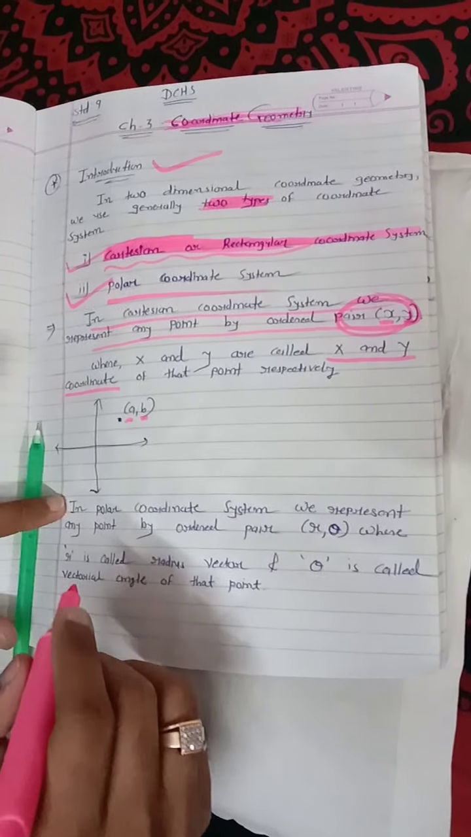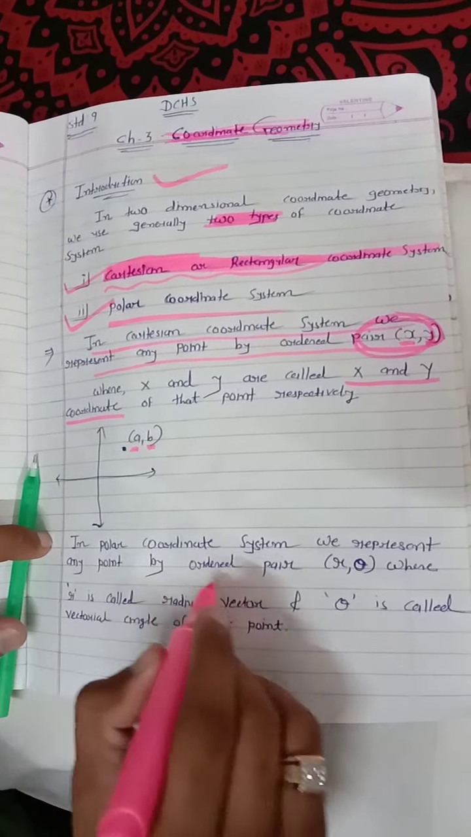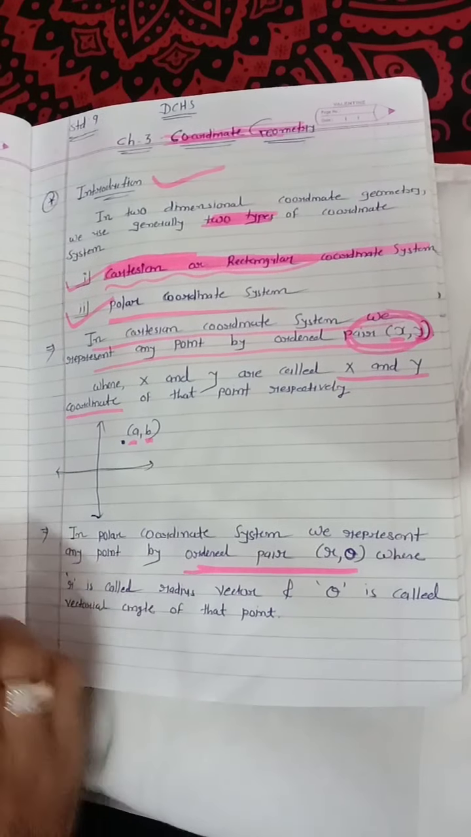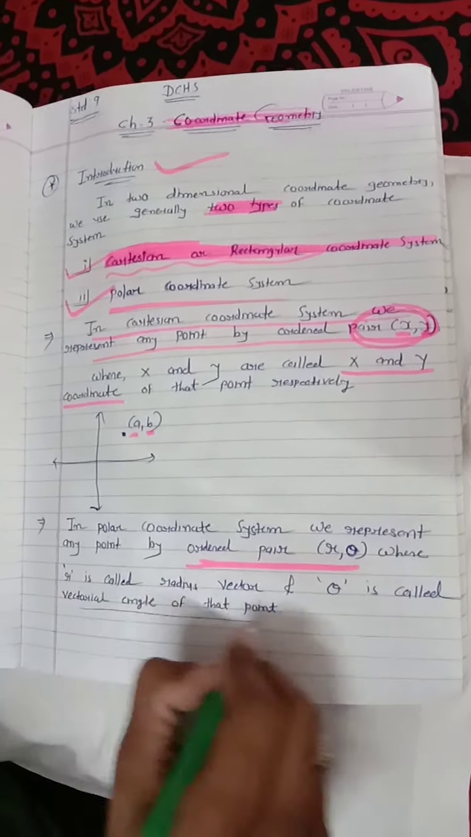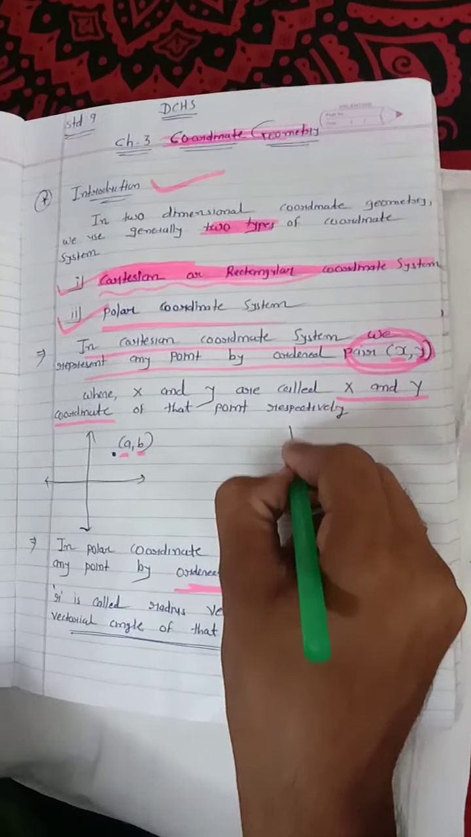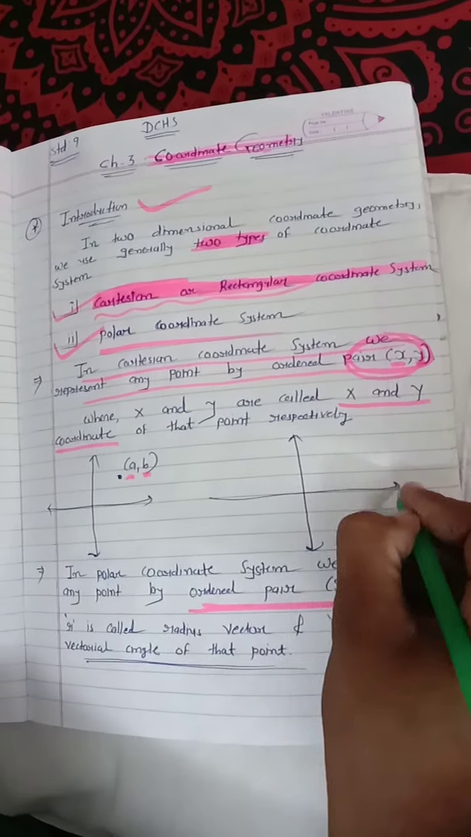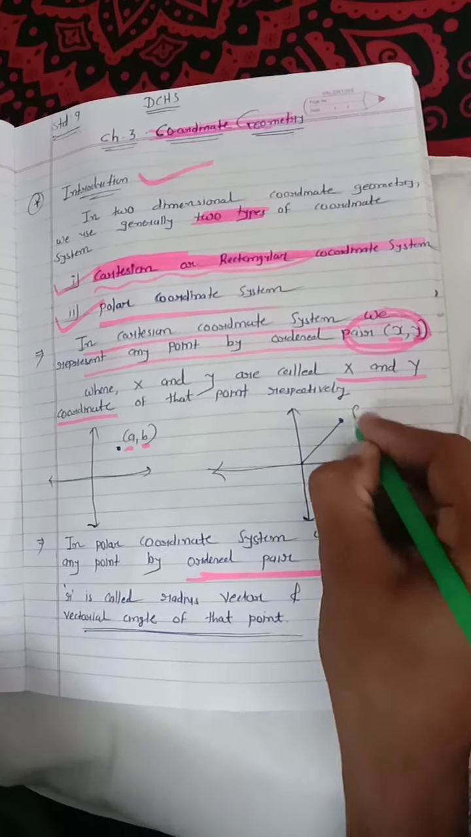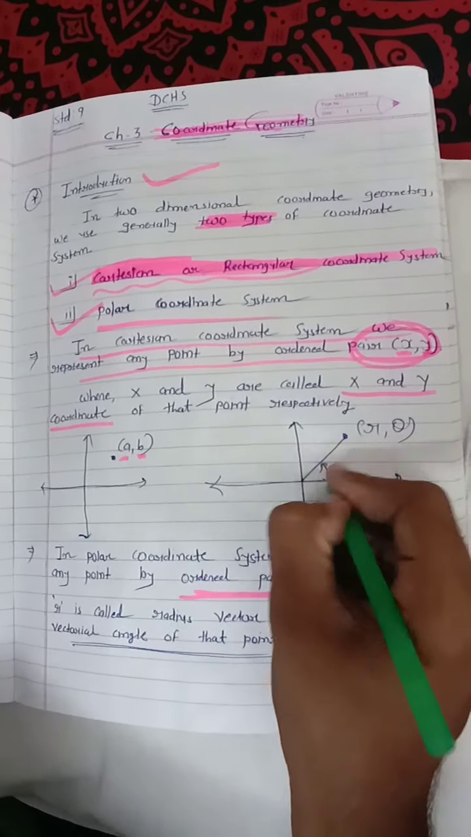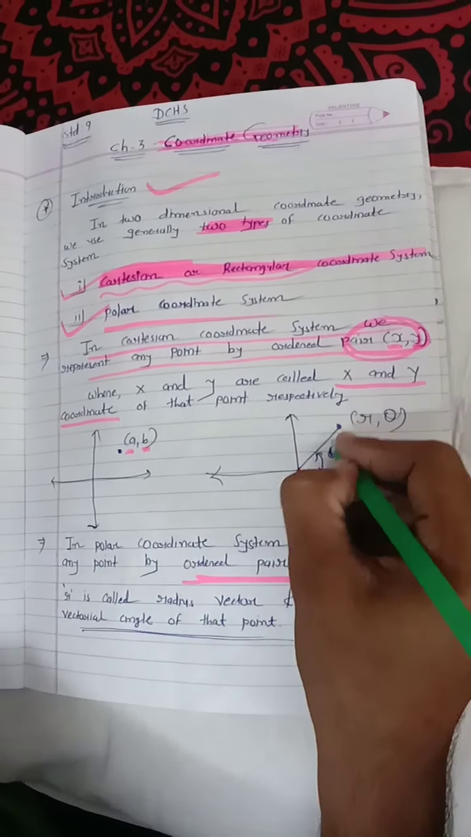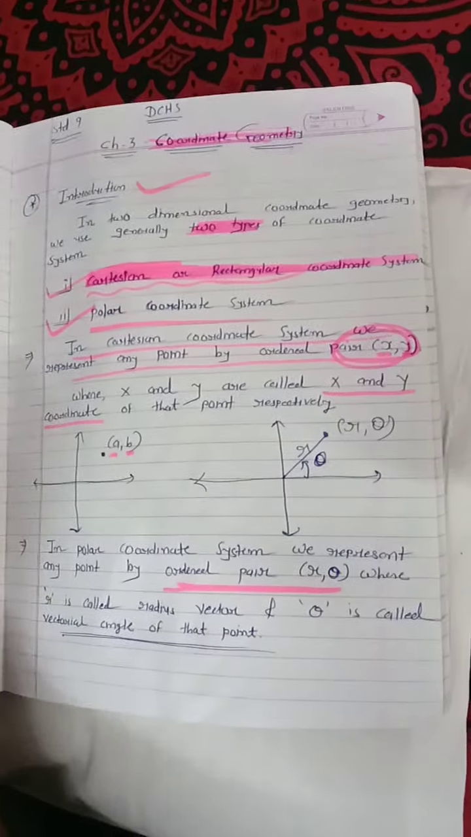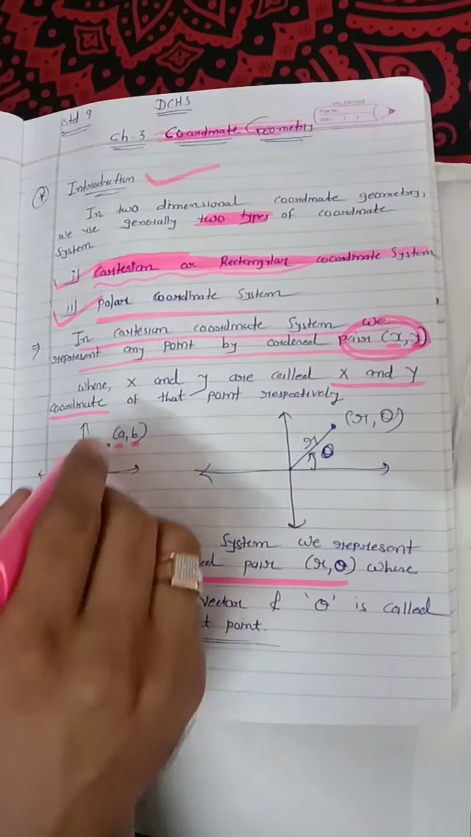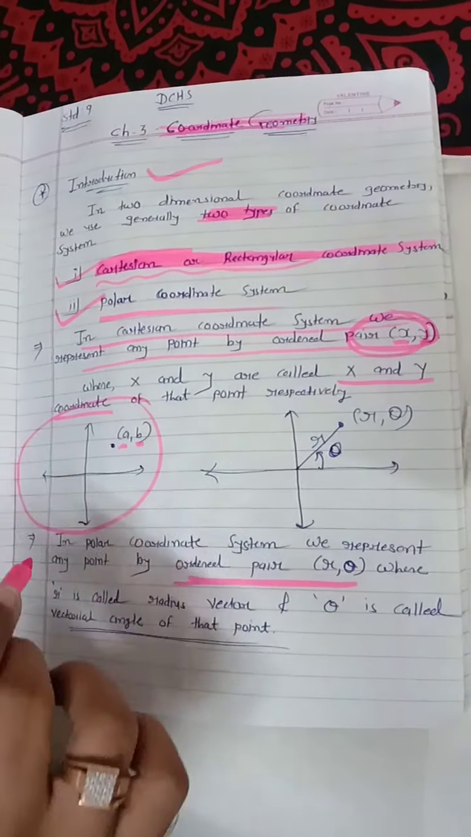Now in the polar coordinate system we represent any point by an ordered pair of r and theta. r means the radius vector, and theta means the vectorial angle of that point. Now suppose this one is a graph. This one is the r, theta point. So this represents the angle and this represents r. But it will come in standard 11 and 12. In this standard, 9 and 10, we learn the Cartesian coordinate system.